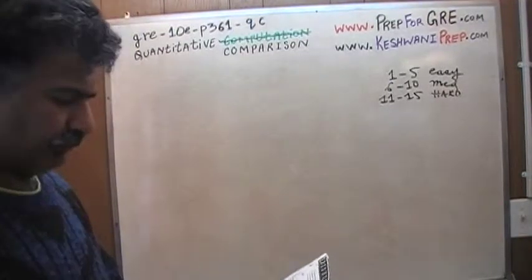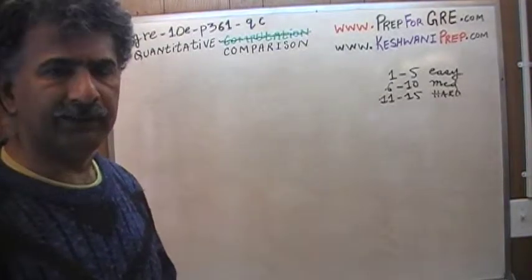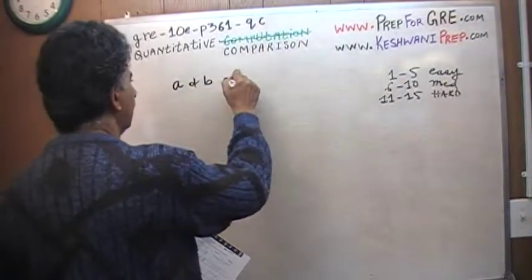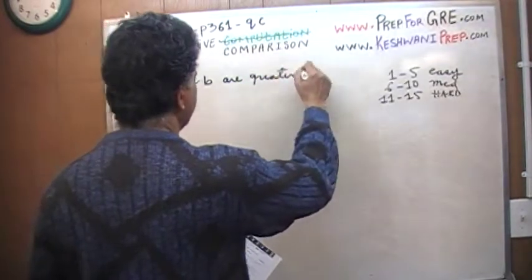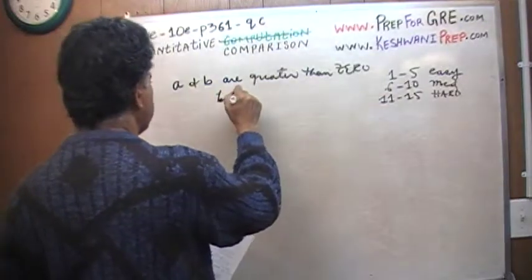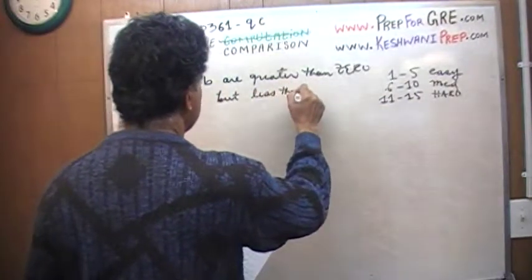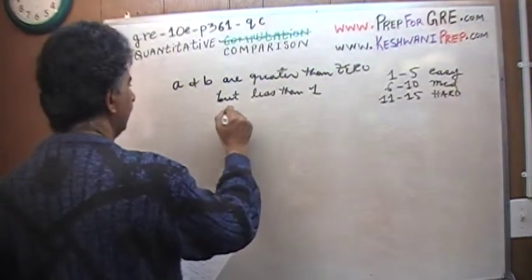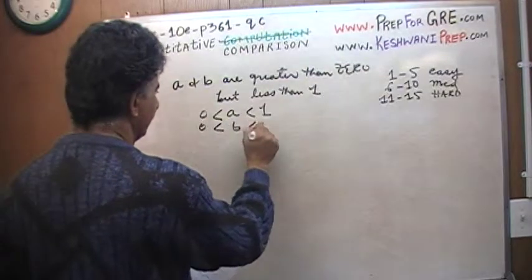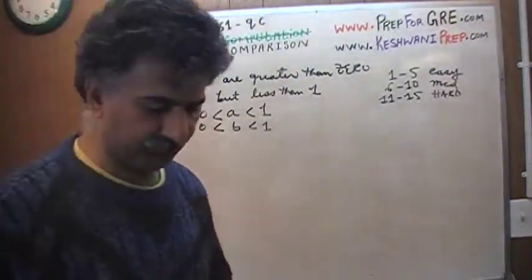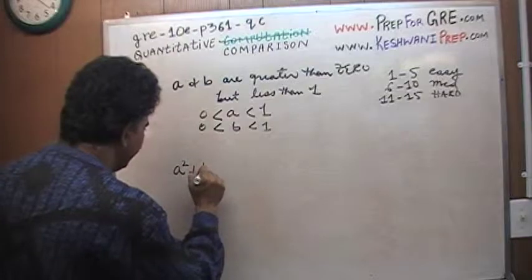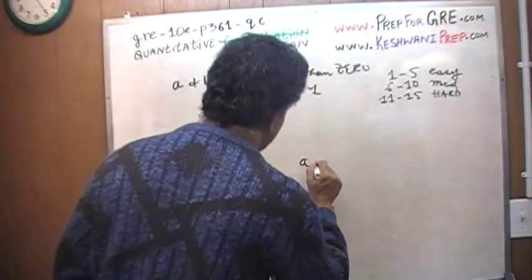They tell us that A and B are both greater than 0 and less than 1. In other words, A and B are both fractions. So A is between 0 and 1 and B is between 0 and 1. That's what they're trying to tell you. And they want us to compare A squared plus B squared versus A plus B.